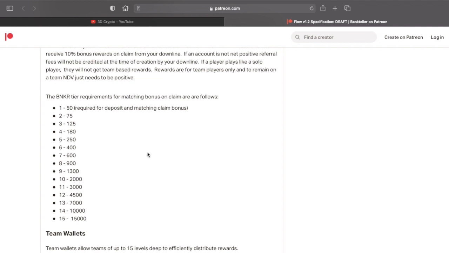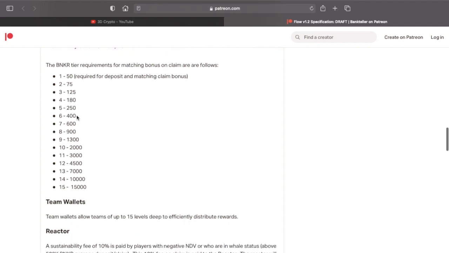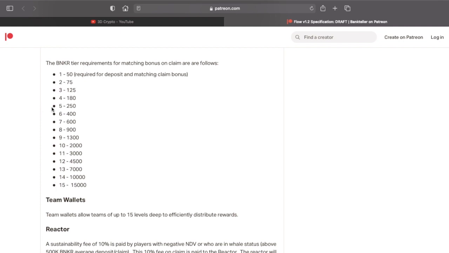To get the first level of rewards, so these are people that you have directly referred, you would need to hold 50 Banker in your wallet. If you want to get rewards from people that have been referred by your referrals, so I've referred someone and then they've gone ahead and referred someone else, that will be level 2 referrals. You would need 75 BNKRX. And then for the MLM teams and the bigger teams that go 15 levels deep, to unlock those rewards, you would need to hold 15,000 Banker in your wallet.